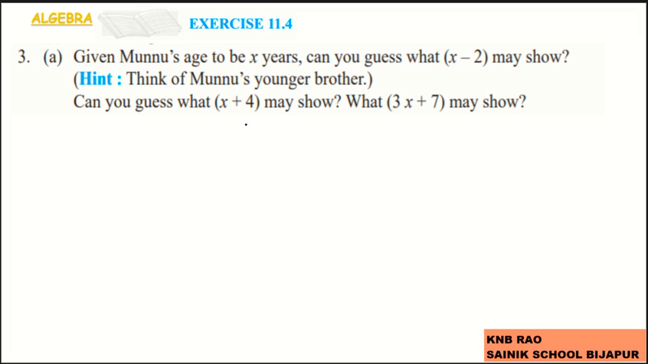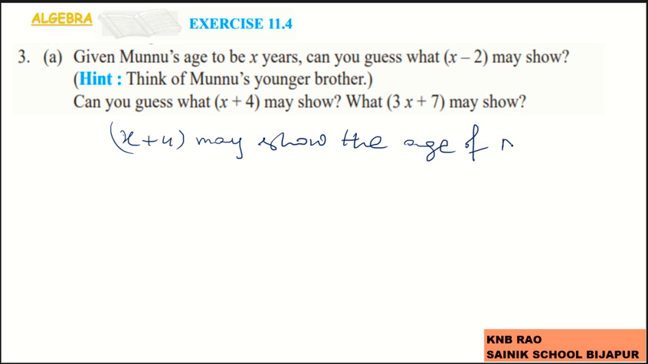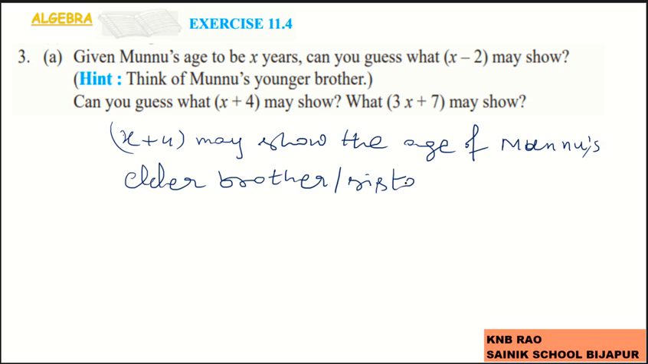In fact, we can write any guess. For example, when it comes to the x plus 4, x plus 4 may show the age of Munnu's elder brother. Or I can say sister also. So elder brother or sister's age it may show.